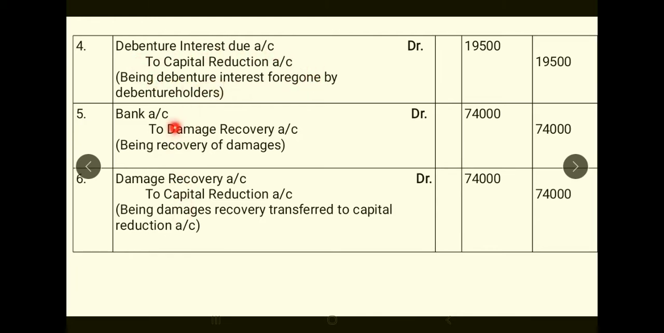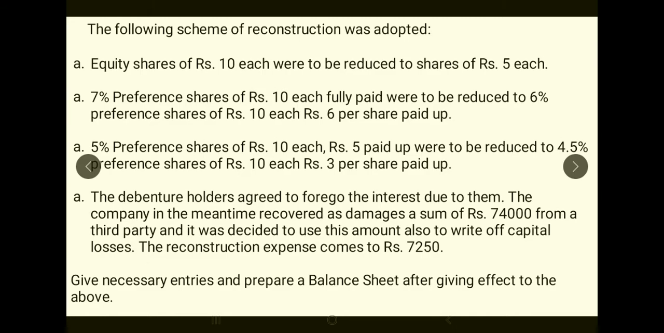Okay. Next, let's look into damage recovery entries. The company in the meantime recovered as damages a sum of rupees 74,000 from a third party. So the company has received 74,000 rupees from a third party on account of damages. Say for example there was a court case and as compensation you have received 74,000 rupees. The company has decided that this will be used to write off capital losses, that is, the 74,000 damage recovery will be transferred to capital reduction. You will use it to write off accumulated losses and so on.